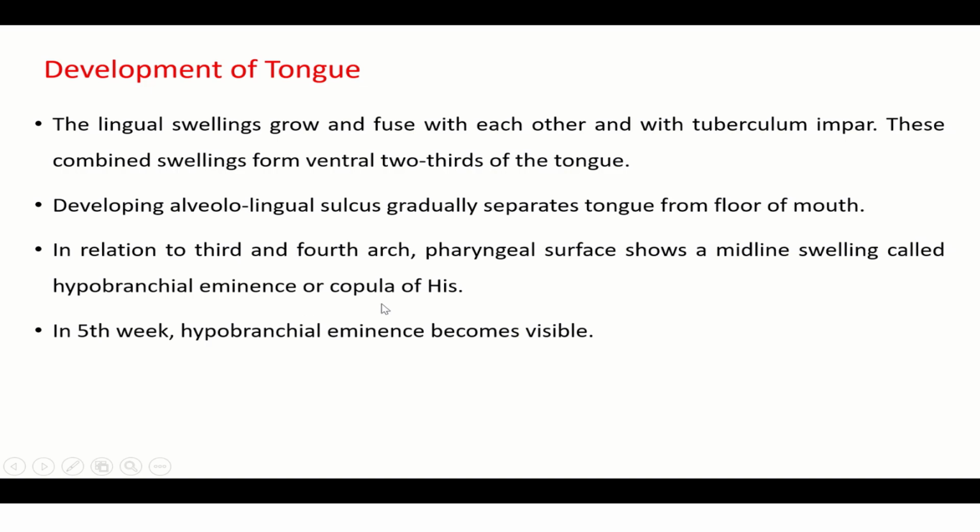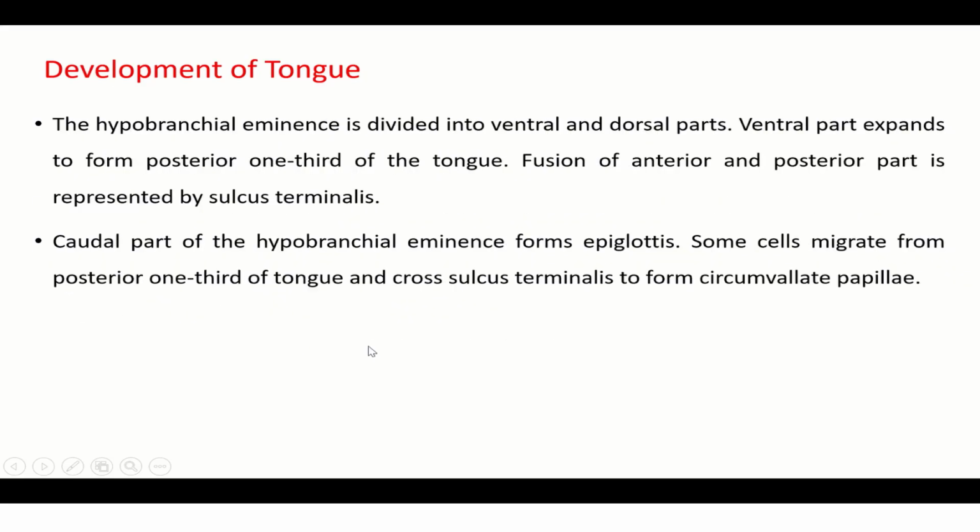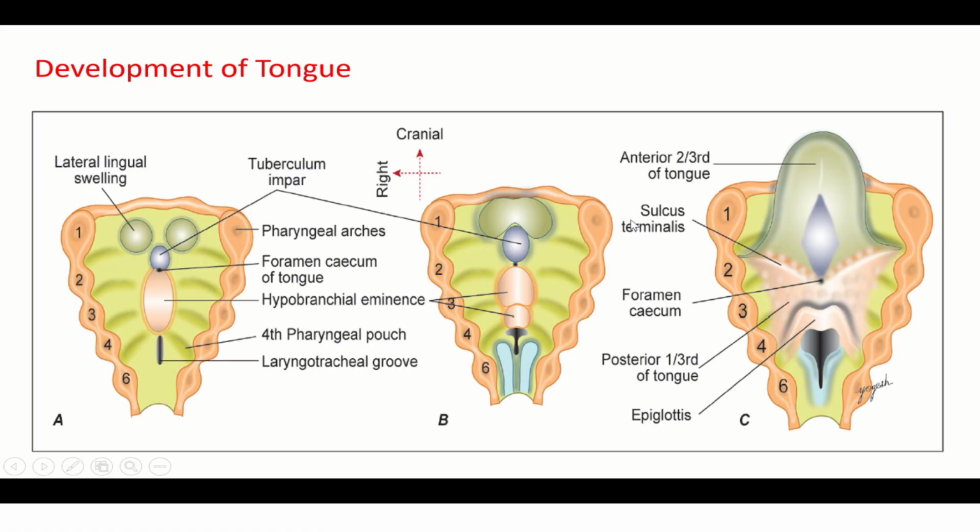eminence or copula of His. So in the fifth week, the hypobranchial eminence becomes visible. The hypobranchial eminence is divided into ventral and dorsal parts. The ventral part expands to form the posterior one-third of the tongue, and fusion of the anterior and posterior parts of the tongue is represented by the sulcus terminalis, as I have shown in the earlier diagram. You can see this is the sulcus terminalis.